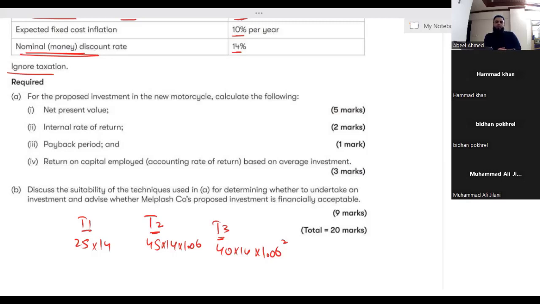Another point, positive NPV means the wealth of the shareholder will increase. Another point is NPV actually measures the increase or decrease in the wealth of shareholders. Like in this question, we are having positive NPV, which means that wealth of the shareholder will increase.